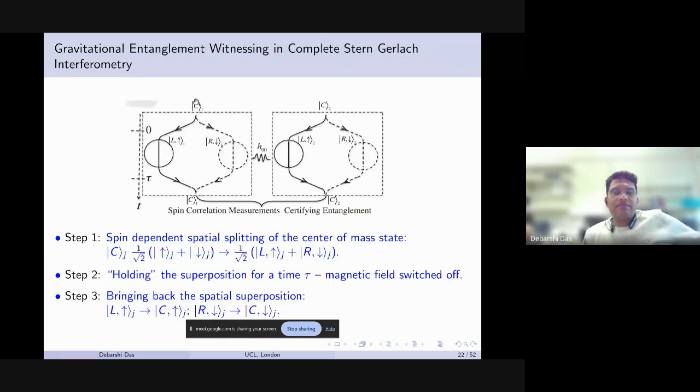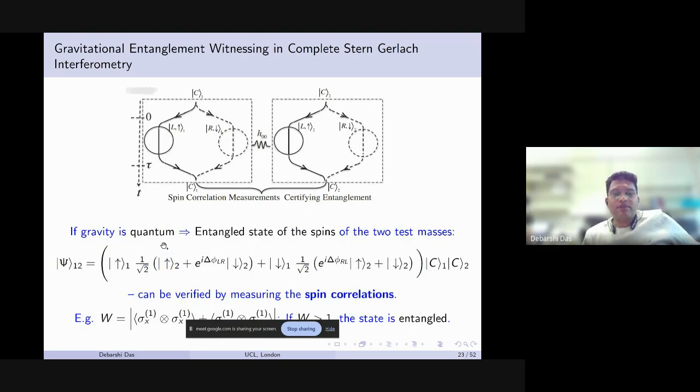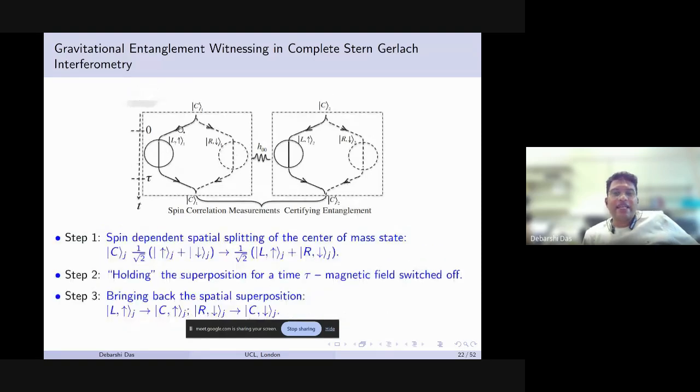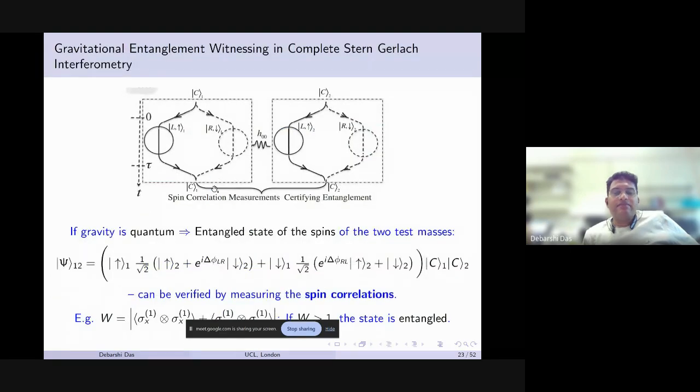Now, in this way, if we create a spatial superposition of each of these two masses, and if these two masses interact only through gravity, then at the end, if gravity is quantum, entanglement will be generated between the spin degrees of freedom of the two masses. Because initially, entanglement is generated between path degrees of freedom. And here, path and spin are getting entangled in this Stern-Gerlach interferometer. At the end, due to entanglement swapping, the entanglement generated between the path degrees of freedom will be transferred to spin degrees of freedom. That means at the end you will get entanglement between the spins of the two masses. And whether spin entanglement is generated or not can easily be verified by measuring spin correlations. So this is the idea to do the experiment.